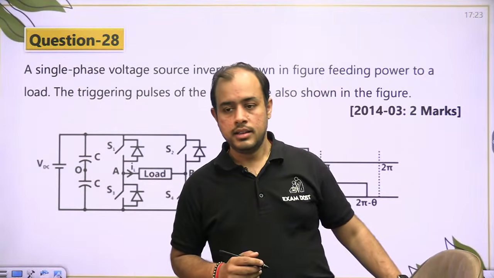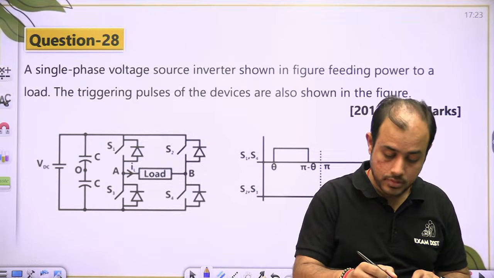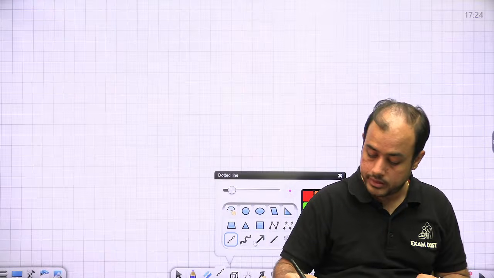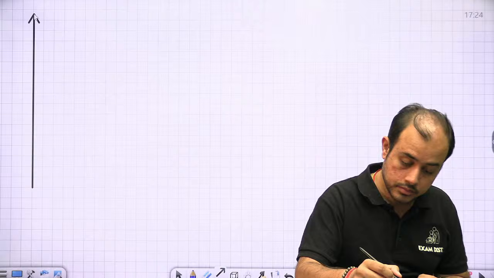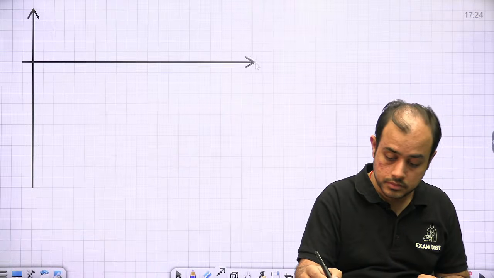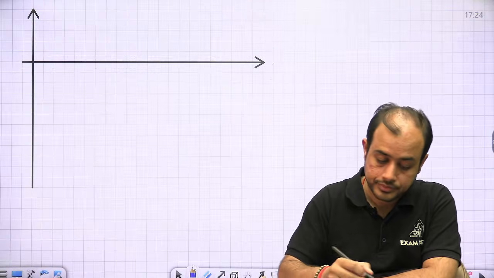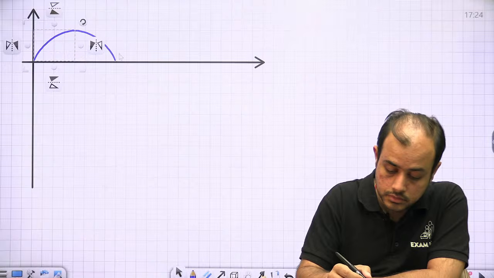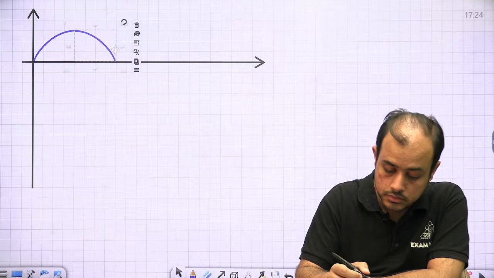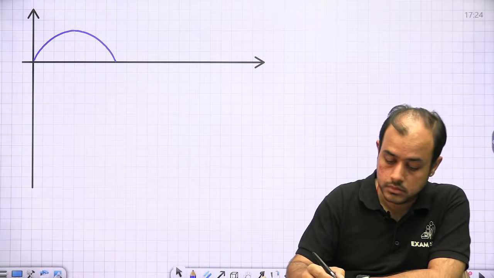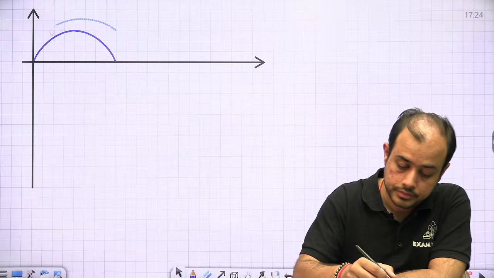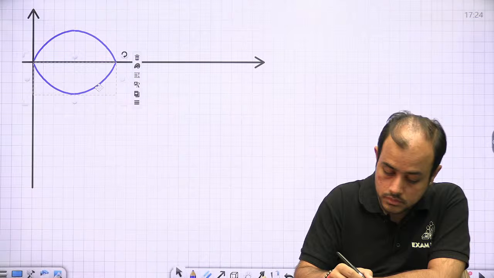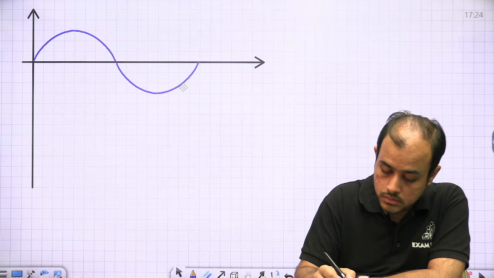देखें भाई, अब देखिएगा. लोड करंट इज साइनोसोइडल. ओके, ठीक है.